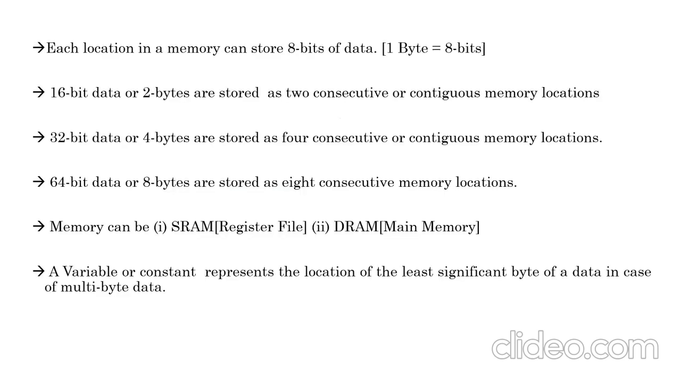Each location in a memory can hold only 8 bits of data. 2-byte data means 2 consecutive memory locations will be utilized. 4-byte data means 4 consecutive memory locations will be utilized. 64-bit data means 8 consecutive memory locations will be used to store it.